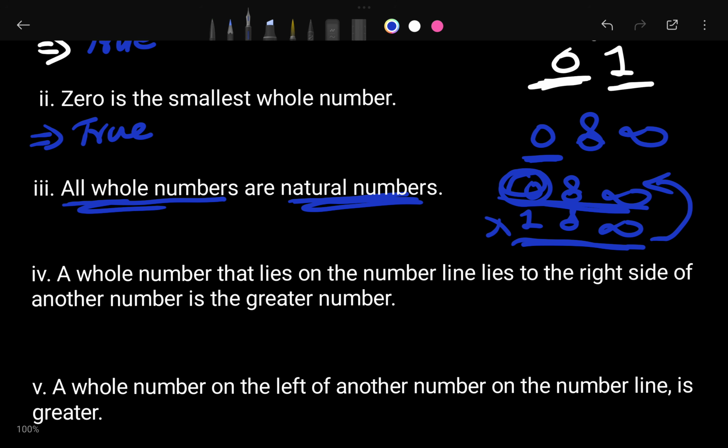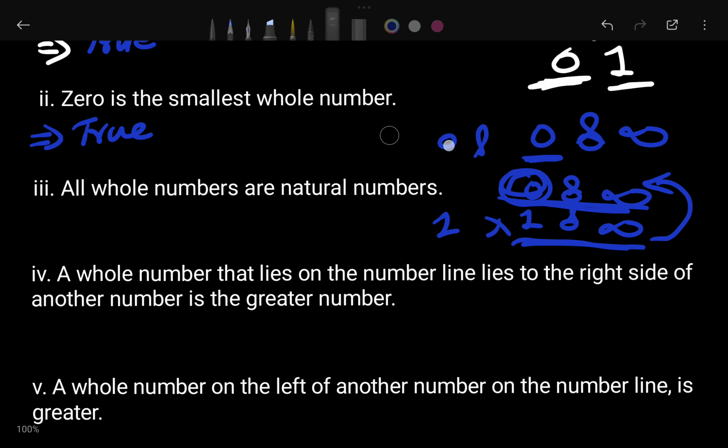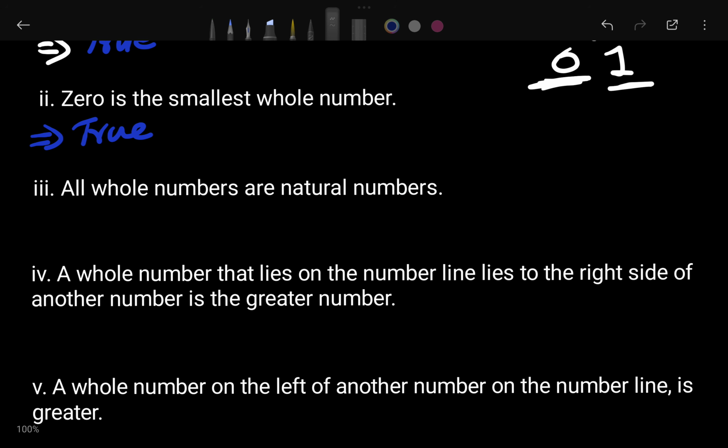So it is totally wrong. Natural numbers start from 1, but whole numbers start from 0 and have 1 also. So it is clear that natural numbers are whole numbers, but whole numbers cannot be natural numbers, because the 0 present in whole numbers is not in natural numbers. That's why it is false. Let's erase this first, and we will write here, it is false.